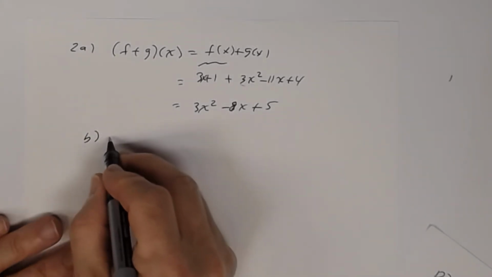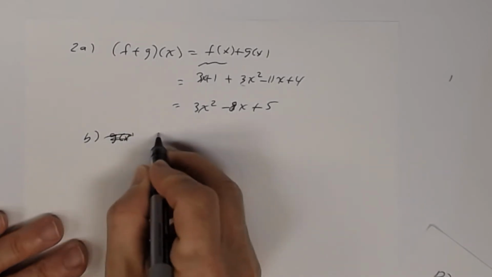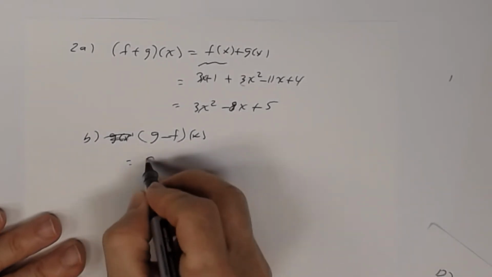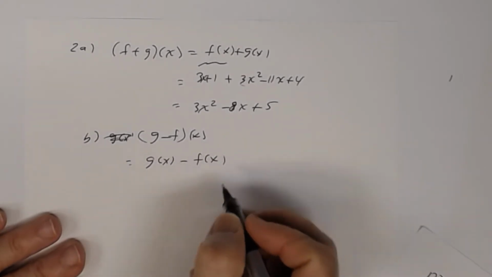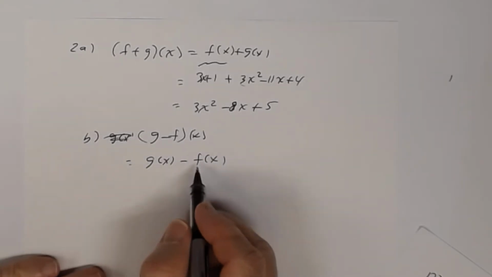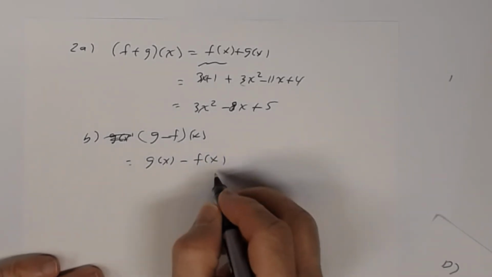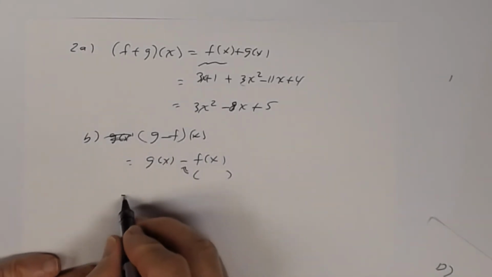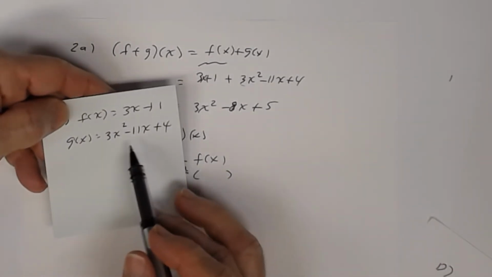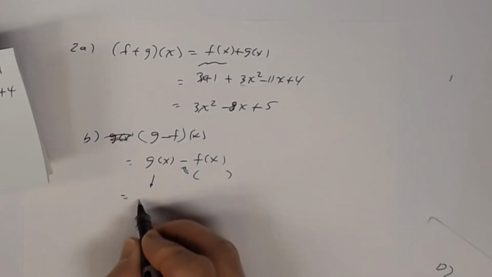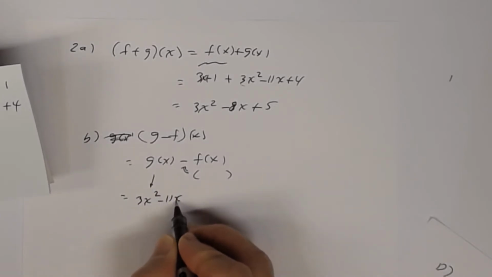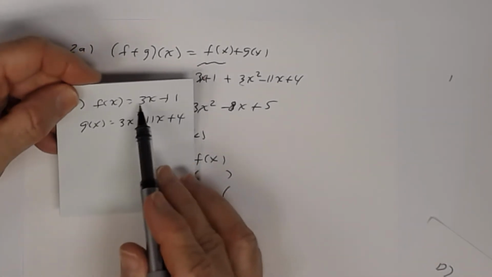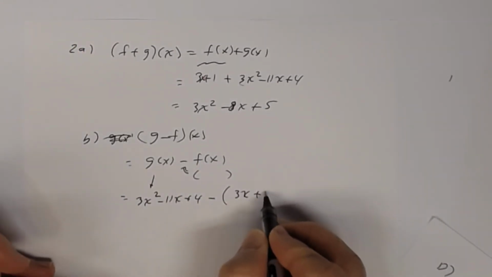Letter B, we have g minus f at x. So that's what you're given. So by definition, you have to know that this means g of x minus f of x. And so now you're subtracting, so you have to be careful. Maybe you've got to put this function in parentheses. So remember, whenever you subtract, put this in parentheses. So we get g of x, which is this quadratic function, that goes here. So that's going to be 3x squared minus 11x plus 4. And you're subtracting in parentheses f of x. So you're subtracting all these terms. So that's 3x plus 1.